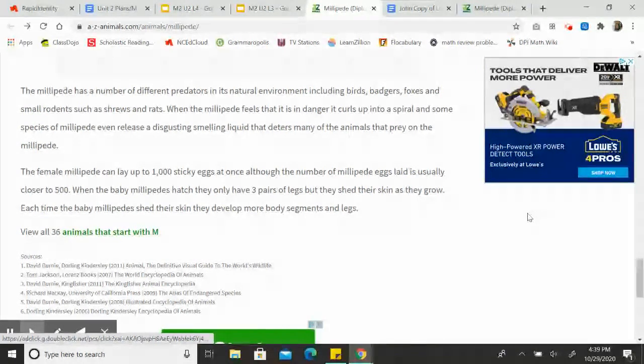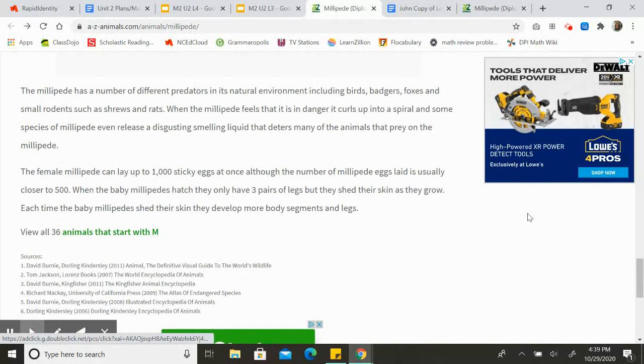The female millipede can lay up to 1,000 sticky eggs at once, although the number of millipede eggs laid is usually closer to 500. When the baby millipedes hatch, they only have 3 pairs of legs, but they shed their skin as they grow. Each time the baby millipedes shed their skin, they develop more body segments and legs.